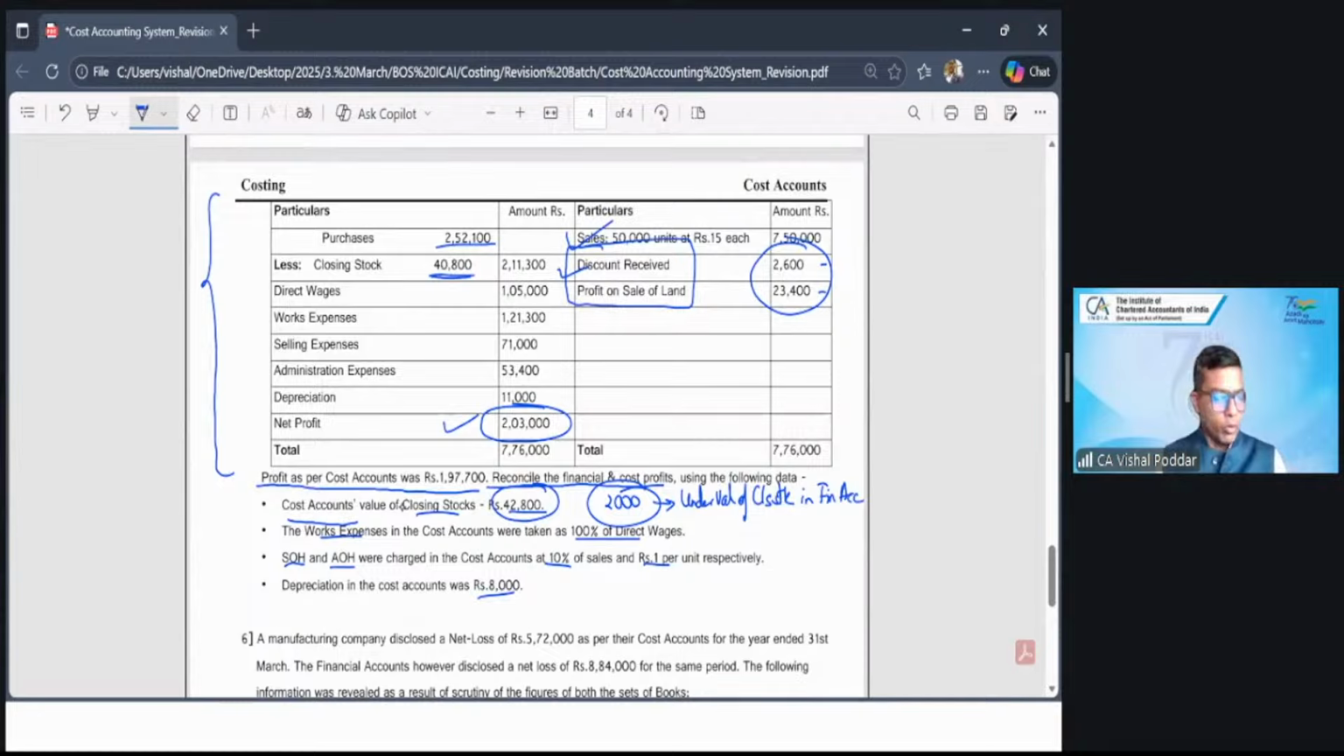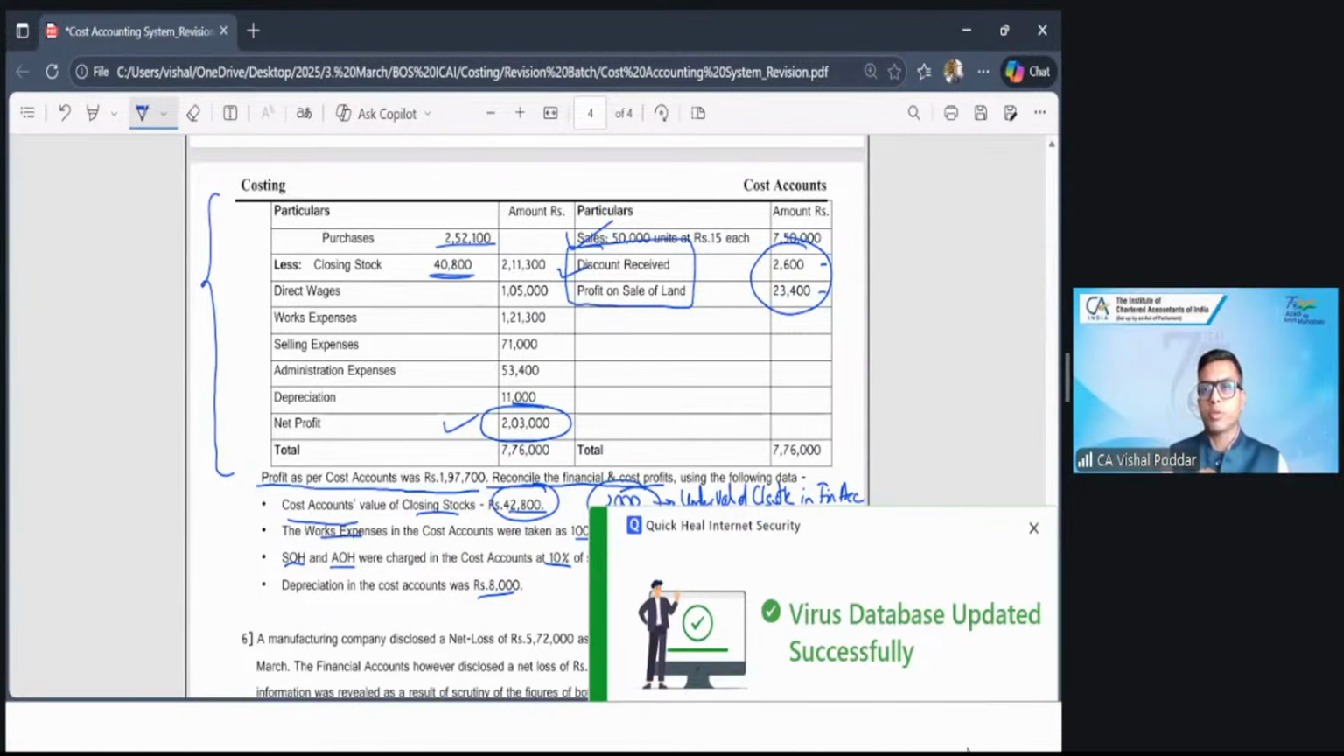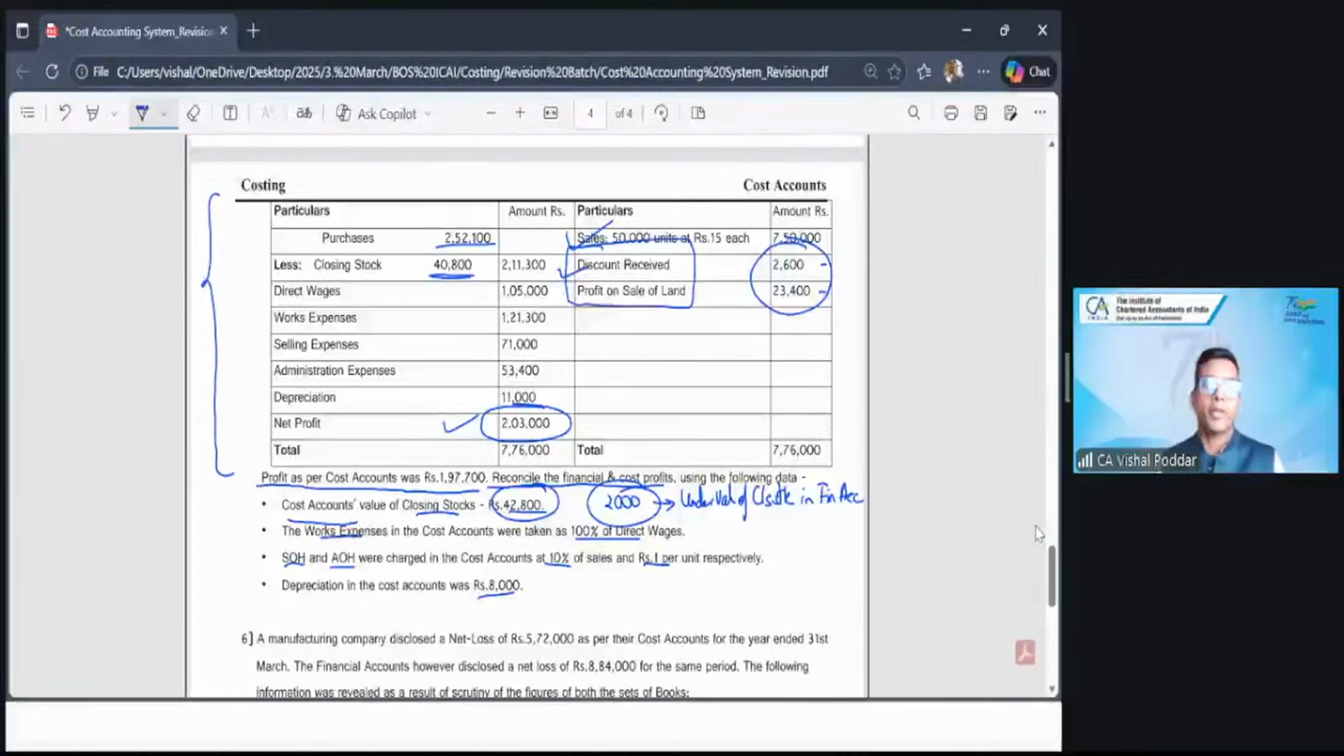So here we have to also create that language adjustment so that you can write it in your answers. So what I will call this 2,000 as: financial books is showing 40,800 as the closing value, and costing books is showing for the same closing stock the value as 42,800. So 2,000 is the difference, which represents the difference of closing stock, whereby the closing stock is undervalued in financial books. Now, since it is undervalued in financial books, what is the impact?